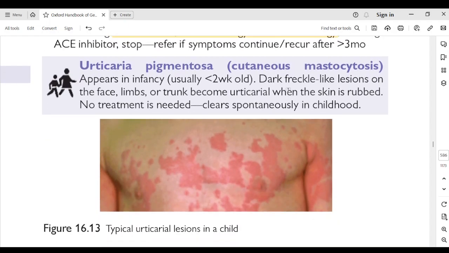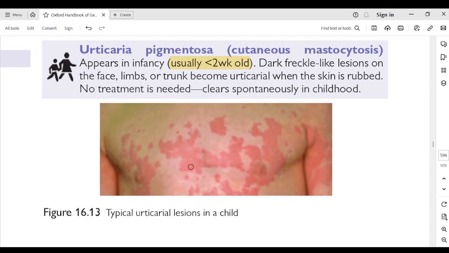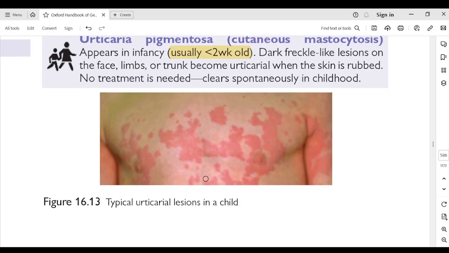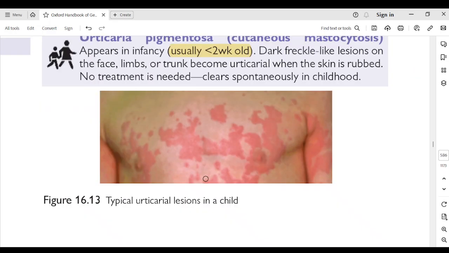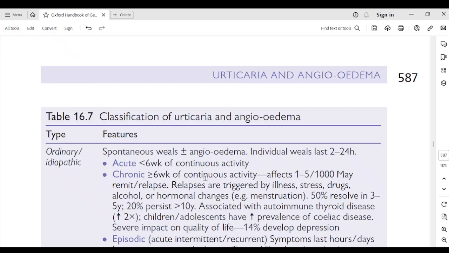Urticaria pigmentosa, cutaneous mastocytosis, appears in infancy, usually less than 2 weeks old. Dark freckle-like lesions on the face, the limbs or trunk become urticarial when the skin is rubbed. No treatment is needed. Clears spontaneously in childhood. So there will be dark pigmented lesions. When they are rubbed, they become reddish and urticarial. Typical urticarial lesions in a child.